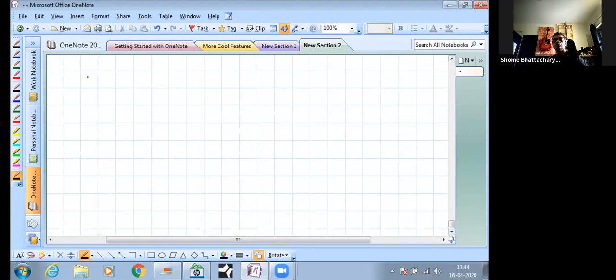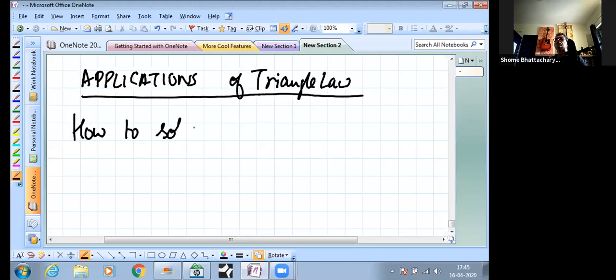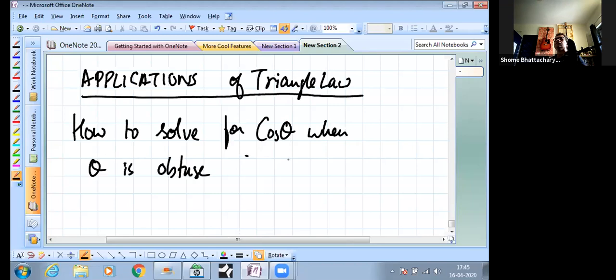Okay, so next thing is in applications of triangle law. How to solve for cos theta when theta is obtuse. Okay, that is, theta is between 90 degrees and 180 degrees. If theta is an angle like this.